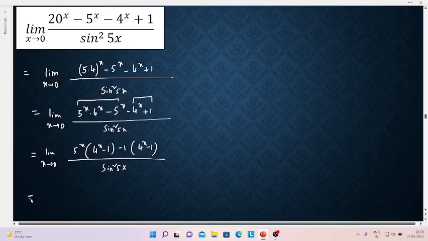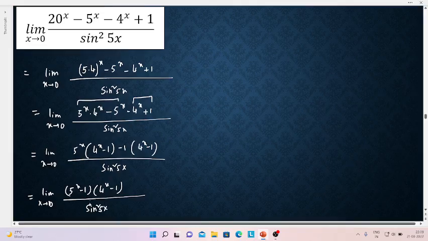So this will become limit x tends to 0; on the numerator, if we take common 4 to the power x minus 1, we will have 5 to the power x minus 1 times 4 to the power x minus 1, and on the denominator we have sine square 5x, right? Here you can see that on the numerator there are two functions multiplied, and the functions are in the form of a to the power x minus 1, and on the denominator we have the sine square function.